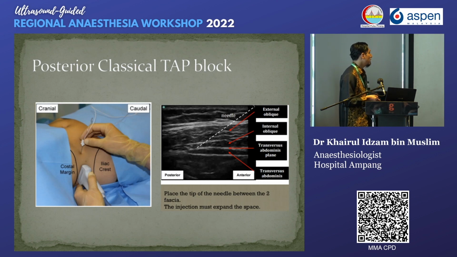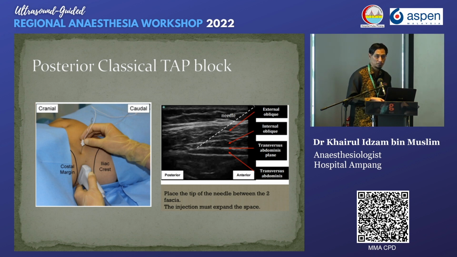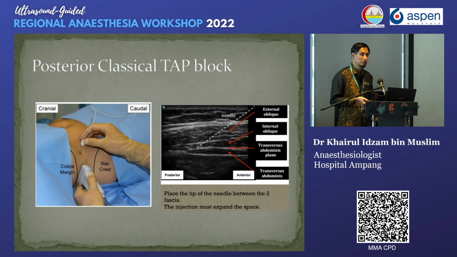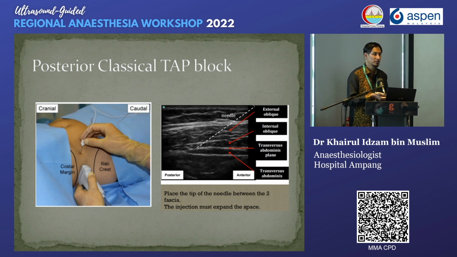So classical TAP block, once again, this is where our needle comes from, anterior to posterior. Here we try to target between the internal oblique and transversus abdominis. How much to deposit? This is another plane block, so we need higher volume, at least 20 mL, 0.2% or 0.375%.